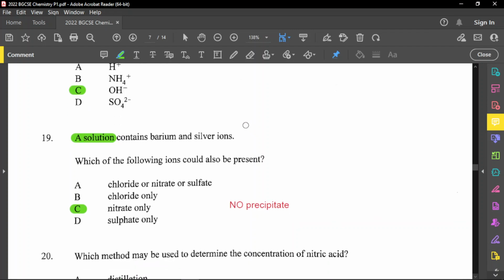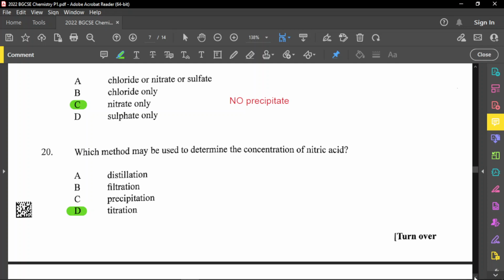Well, question number 19 is a solution, and I make sure I highlight solution here for a particular reason as I go down. It said a solution contains barium and silver ions. It said, which of the following ions could also be present? And again, a solution must be uniform throughout. And so therefore, you're going to have nitrates only. And I put a notation here because the nitrate is the only substance right here that will not form a precipitate with all of them in the same container. All right, because of course, you know, sulfate could form a precipitate. Chloride, I should say, can also form a precipitate. So to make it a homogeneous mixture, then you only require nitrates.